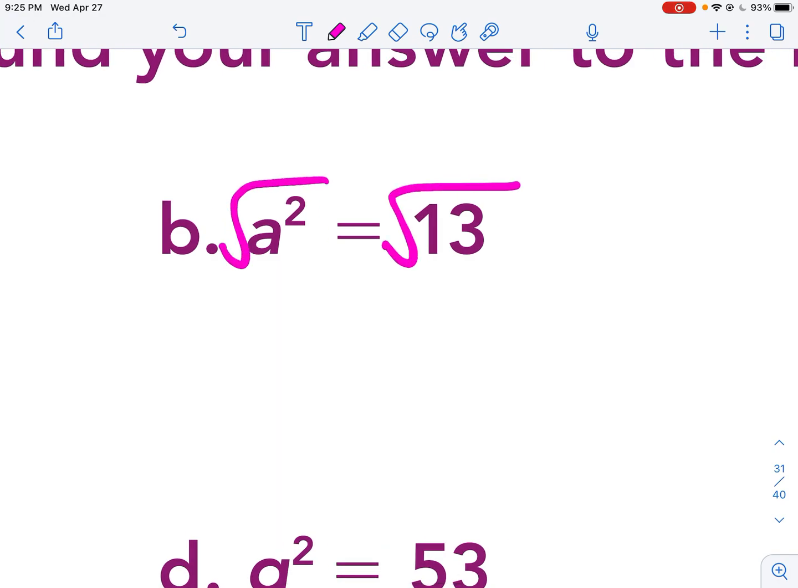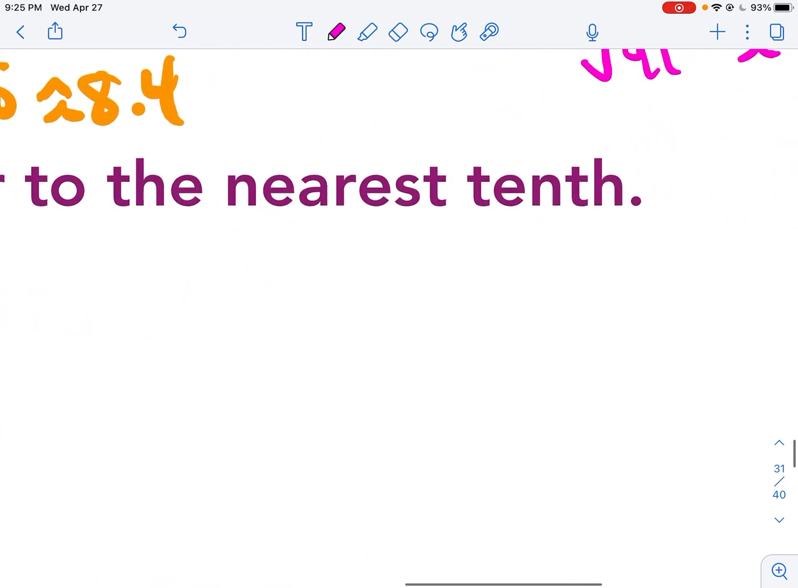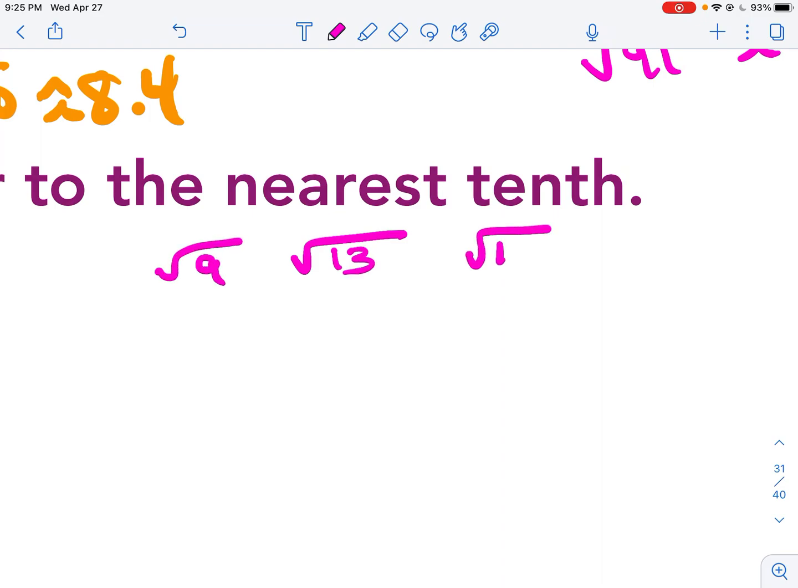So the same thing happens here. I take the square root of both sides. This is going to get me the positive and the negative, but 13 is not a perfect square. So I need to figure this out. So 13, that's going to be between 9 and 16. This is 4 away. This is 3 away.